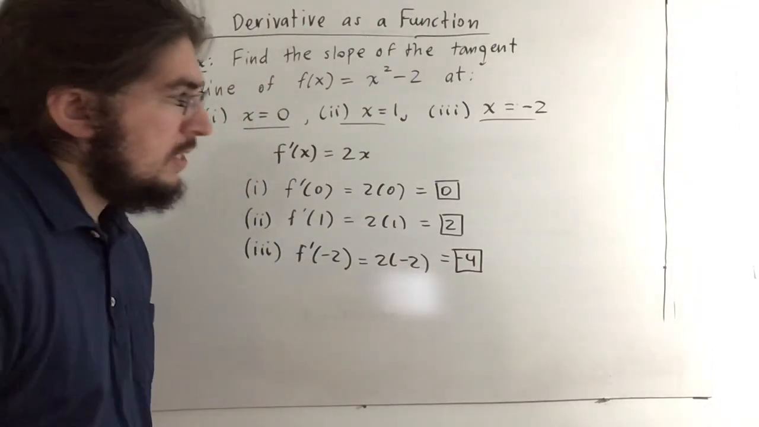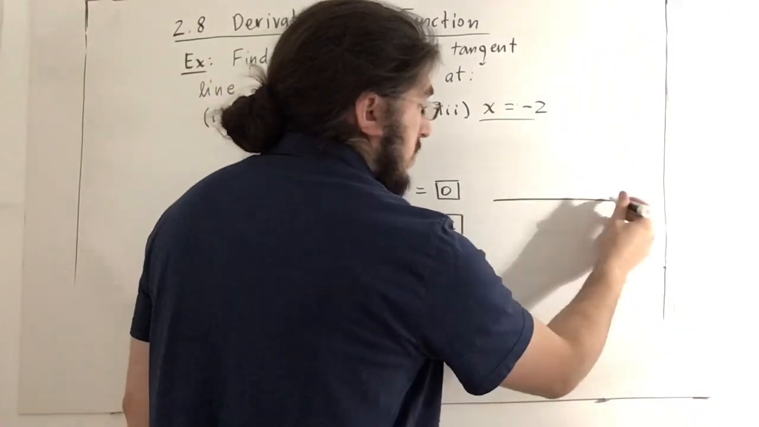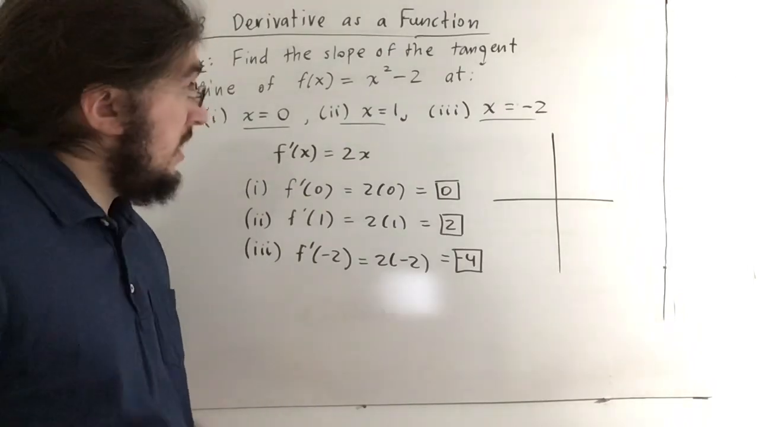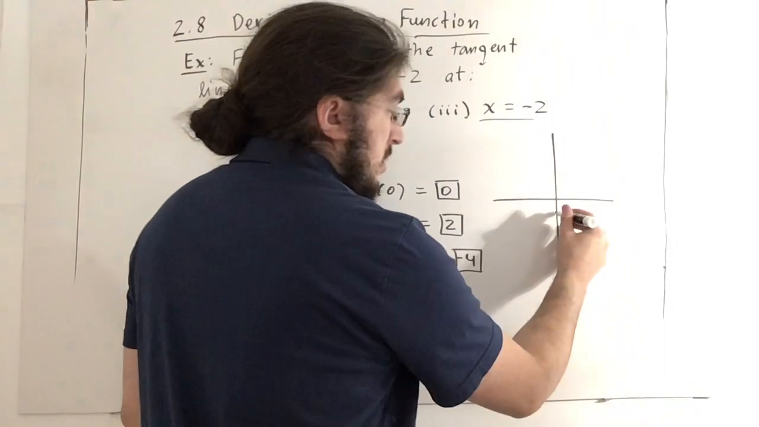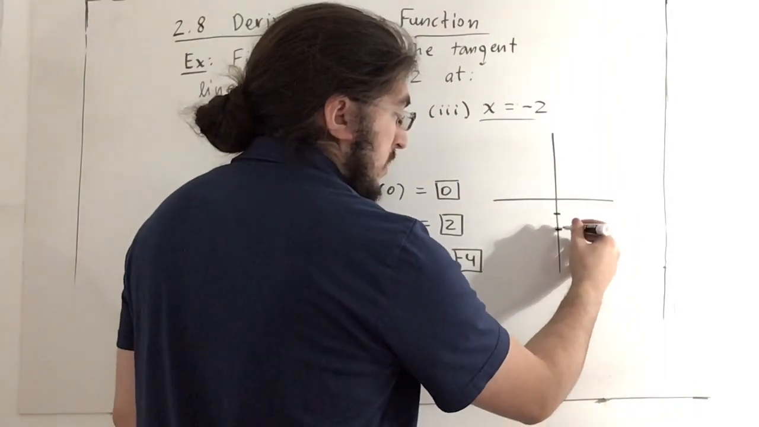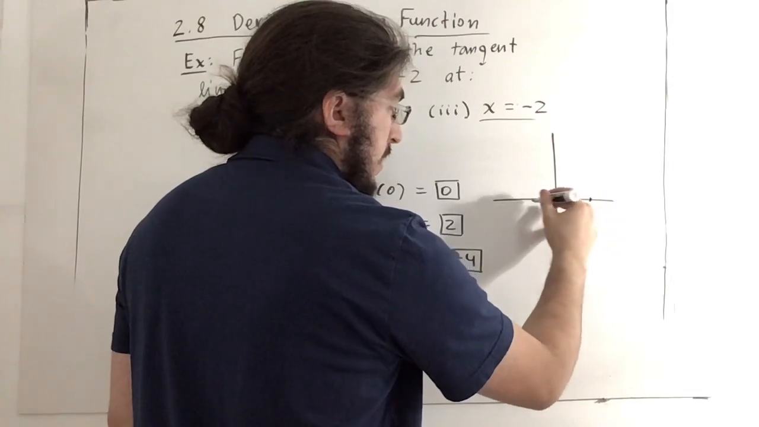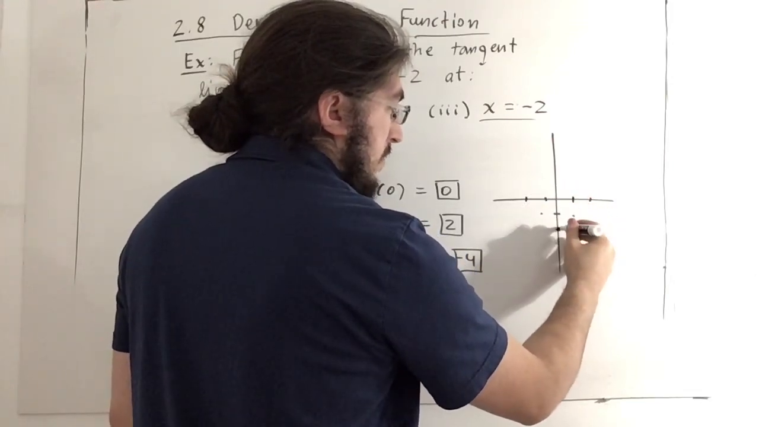I don't have too much space, but I think we have enough space to show it. I'm going to graph this just to give you an idea of what we're doing. The original function f of x equals x squared minus 2 is just a parabola shifted down 2 units. So I'm going to try to make it kind of accurate. I guess that's accurate enough.